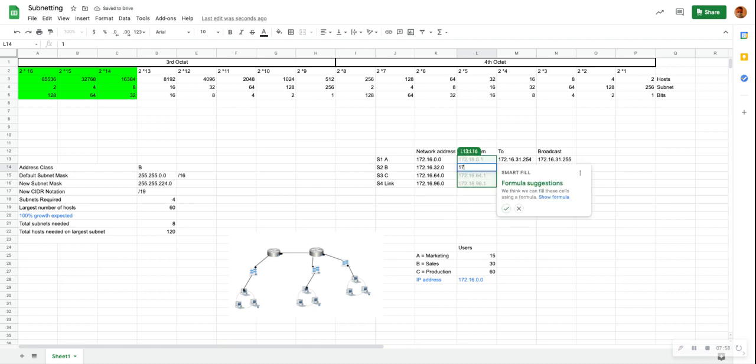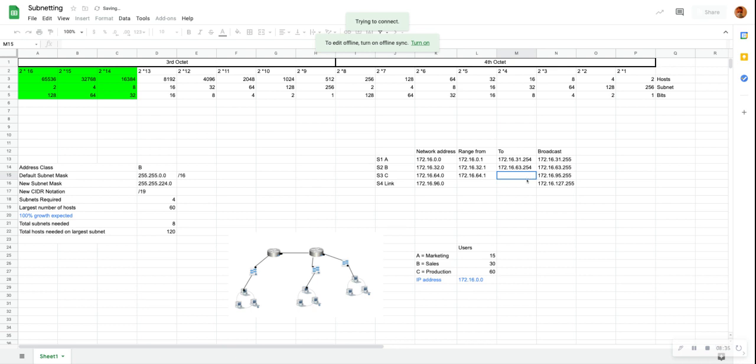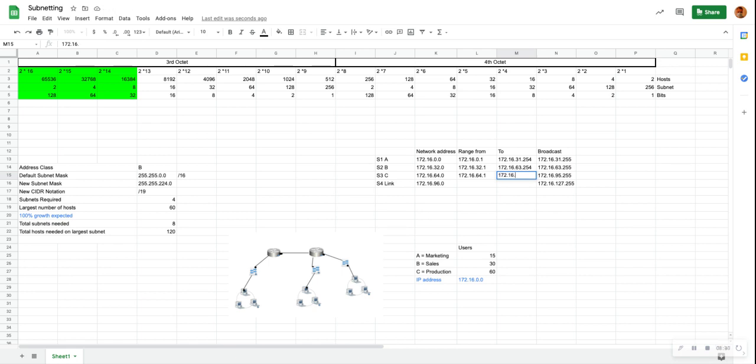Okay, and then again 172.16.32.1, and then 172.16.63.254, 172.16.64.1, 172.16.95.254, 172.16.96.1, and 172.16.127.254.